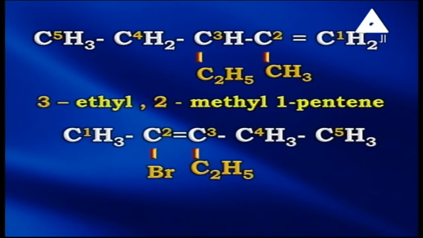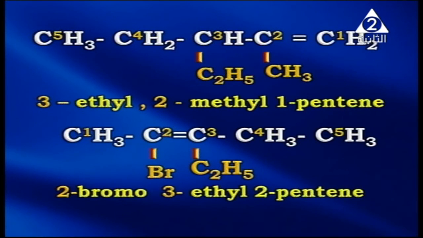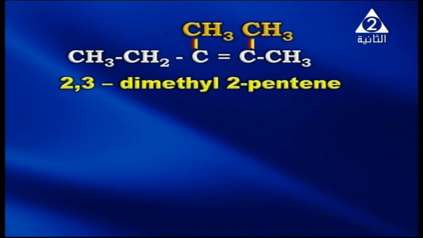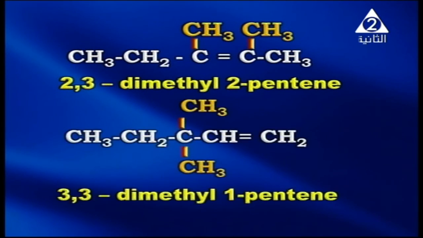Next molecule, if you are going to number the carbon atoms and name the branches in alphabetical order, its name will be 2-bromo-3-ethyl-2-pentene. This next example will be 2,3-dimethyl-2-pentene. Next one, 3,3-dimethyl-1-pentene.